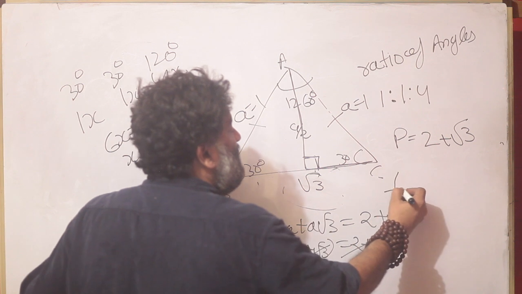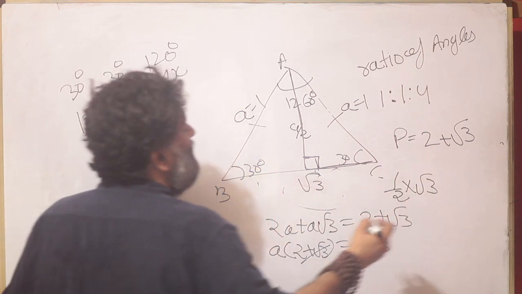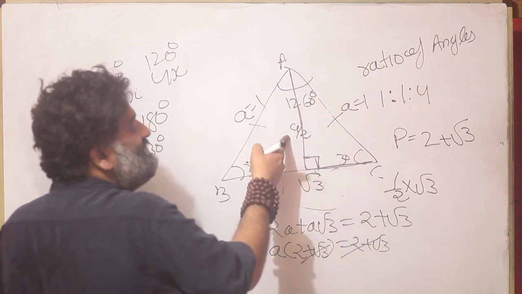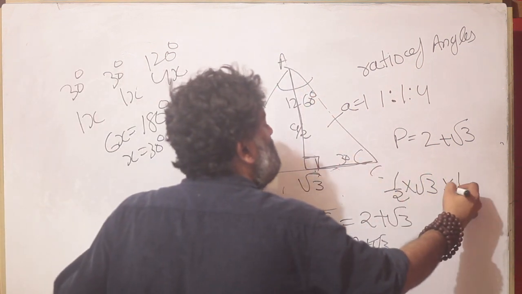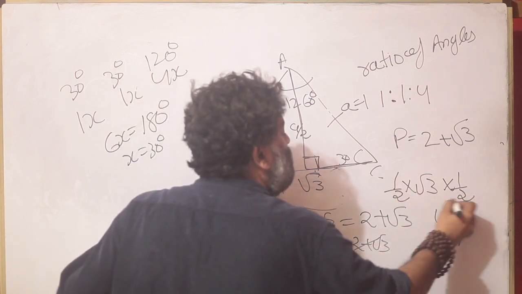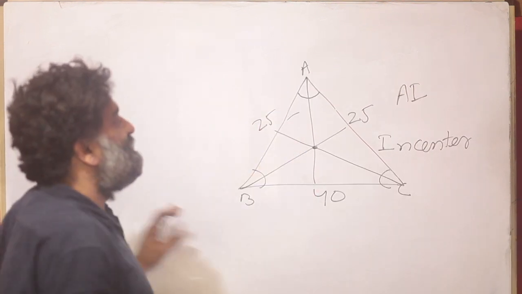And so thinking of the area, half, this is the base, into root 3. I want the height, this is my height, this is A by 2, A is 1, so this would be 1 by 2. So into 1 by 2. Overall I get root 3 by 4 as my answer. So this is our next problem.